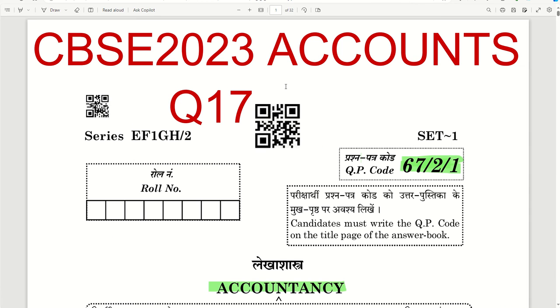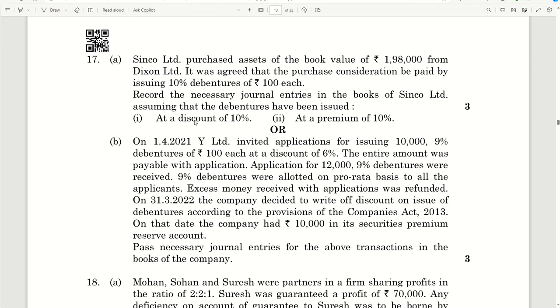Question 17 we'll be covering in this video. Question 17, this is a sum on issue of debentures. So let's have a look. Sinco Limited purchased assets of the book value of 1,98,000 from Dixon Limited. It was agreed that the purchase consideration be paid by issuing 10% debentures of rupees 100 each. Record the necessary journal entries in the books of Sinco Limited, assuming that the debentures have been issued at 10% discount and at 10% premium.